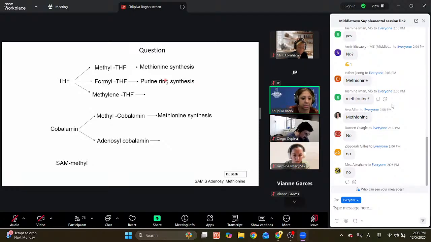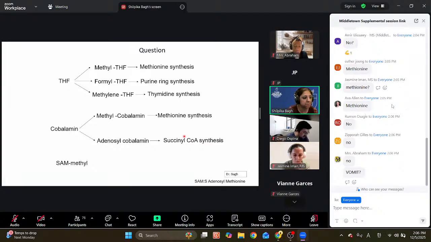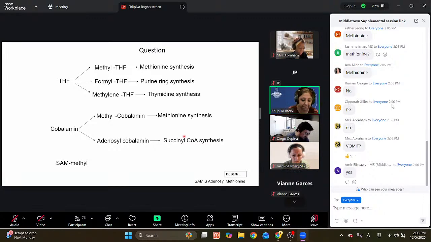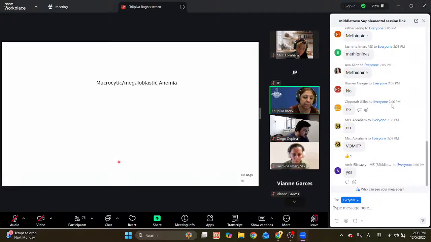Yes, folic acid is also used for purine, pyrimidine, and succinyl-CoA synthesis. What is this pathway, succinyl-CoA? Have you learned this pathway? Is it a multi-step pathway, requires multiple vitamins? Everybody vomits, right? So it's the propionyl-CoA, methylmalonyl-CoA, succinyl-CoA pathway. SAM is not employed in thymidine synthesis. SAM is employed other places.